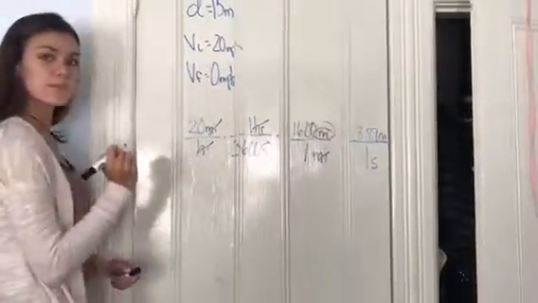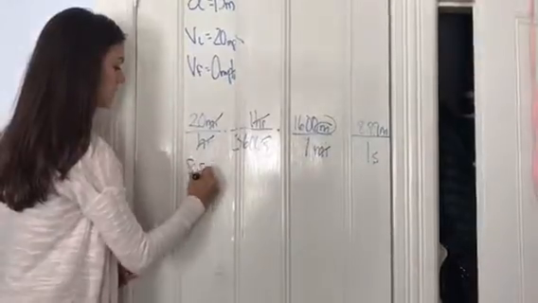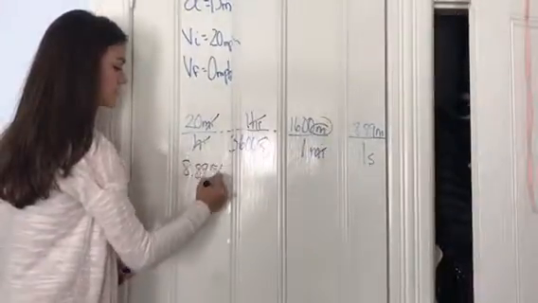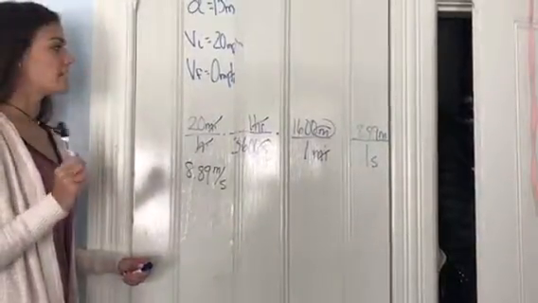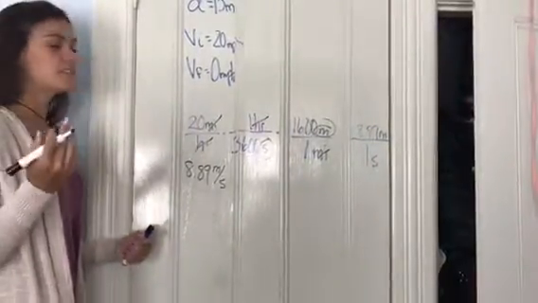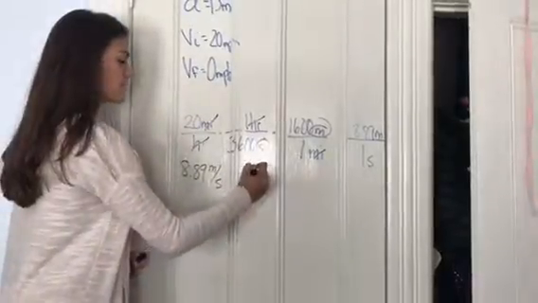And our answer can also be written as 8.89 meters per second. And since before we stated that the final velocity is 0 miles per hour, and since it's 0, the 0 will just be written as meters per second.